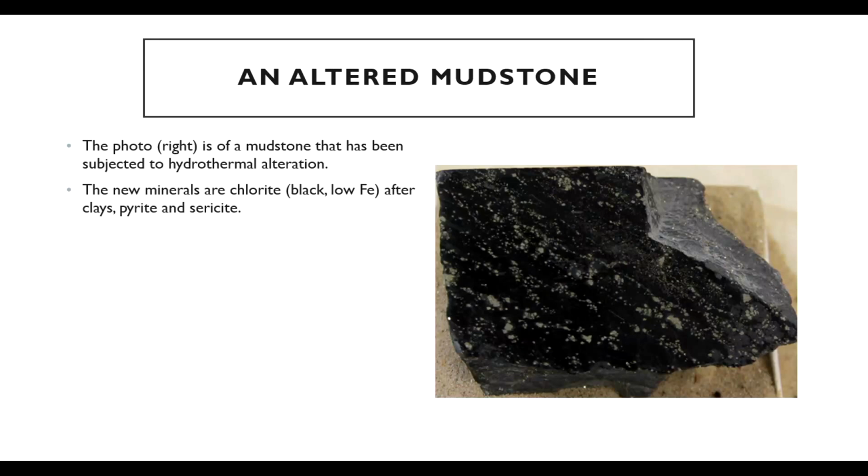Here's an example of an altered mudstone. This is a propylitic alteration. We've got chlorite, mainly the black areas. We have a bit of clay, we have pyrite, and we have some sericite. So the pyrite's nice big coarse crystals in this case. So the changes are much more subtle relative to an igneous rock, largely because we're starting with a fine grain size.